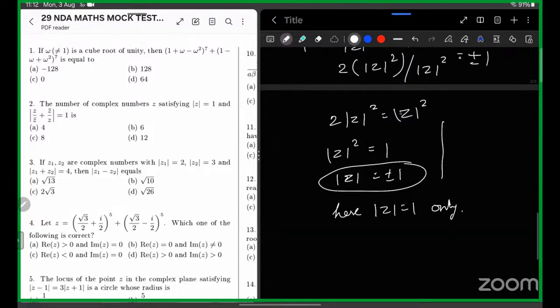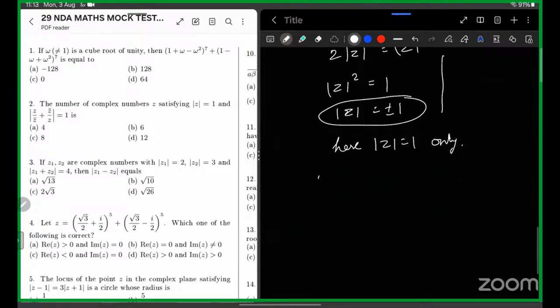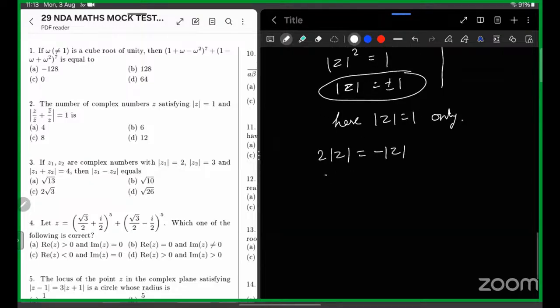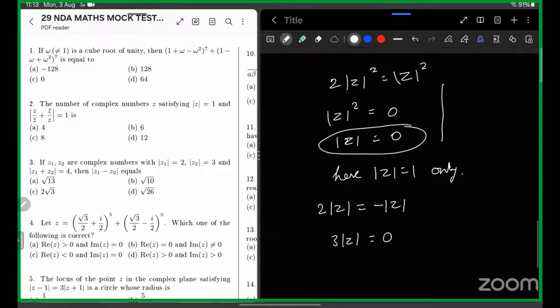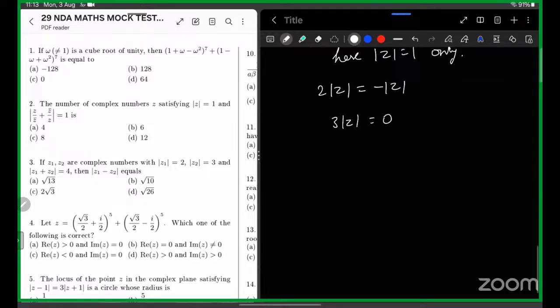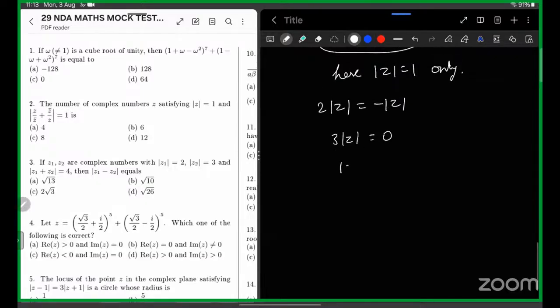Similarly, if we take the negative value for the right hand side, we get 2 times mod z is equal to minus of mod z. So this minus mod z will come to the left hand side. It will become 3 times mod z equal to 0. Here also, 2 times mod z square minus mod z square is not 1, it is 0 now. So mod z you are going to get 0. Again, 3 times mod z equal to 0, then mod z equal to 0. I am getting only one value.